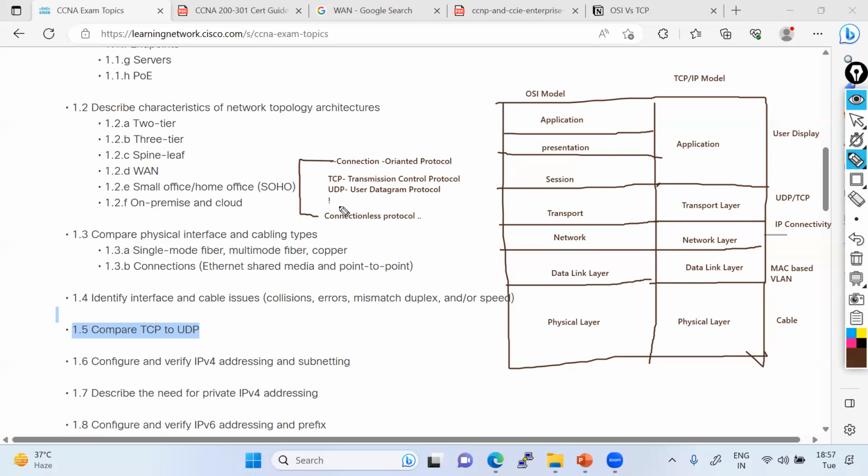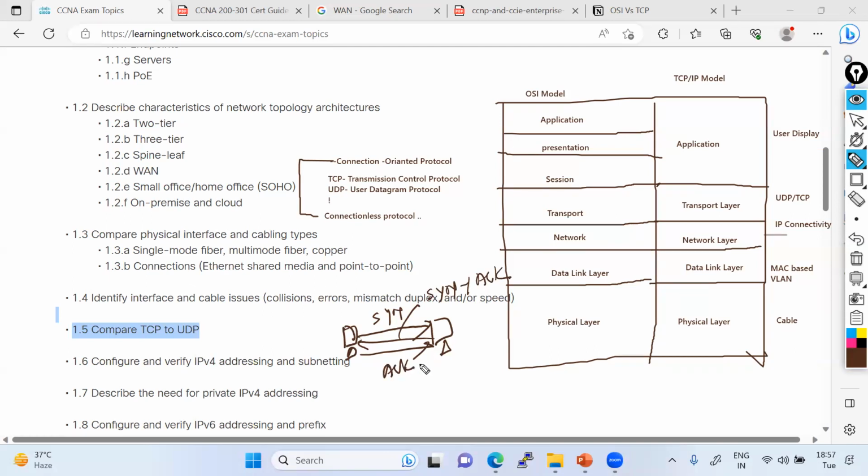But what is the meaning of connection oriented and connectionless? If I talk about connection oriented, let's say suppose there are two PCs, right? Two PCs want to communicate with each other. So while doing the communication, they will do the three-way handshake. See, three-way handshake: they are going to send the SYN message, they are going to send the SYN-ACK message, and finally your acknowledgement is going to happen.